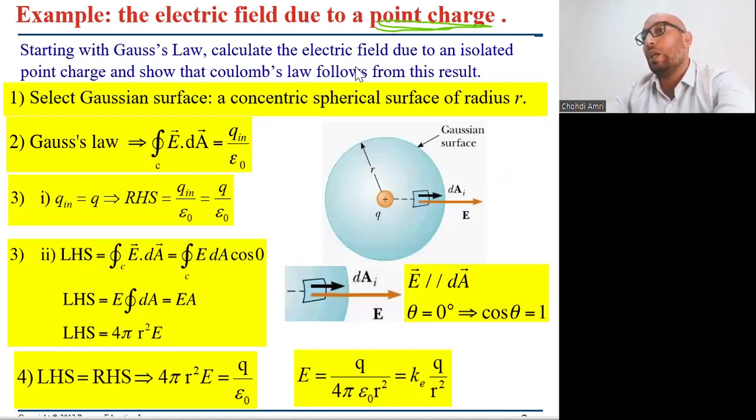Starting with Gauss's law, calculate the electric field due to an isolated point charge and show that Coulomb's law follows from this result. At first, this question is composed of 2 questions. The first question is the determination of the electric field produced by a point charge using Gauss's law. The second question is the demonstration of Coulomb's law from Gauss's law.